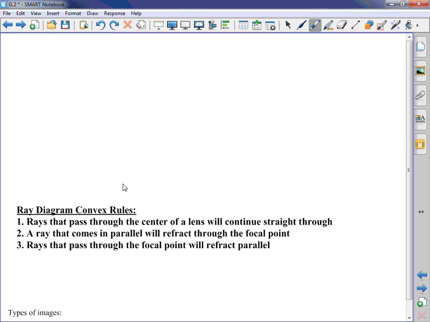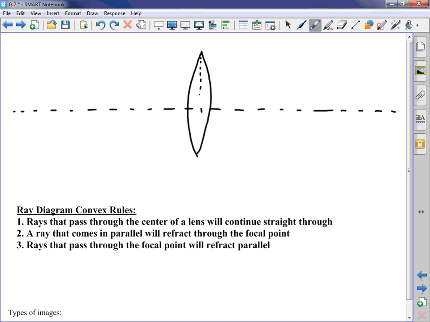Let's give ourselves a principal axis. And right now, I only want to deal with convex lenses. We're going to deal with concave next. And you want to draw the center of the lens. That's where all these rules are going to reference. Let's give ourselves a focal point, and the same exact distance for the focal point on the image side.